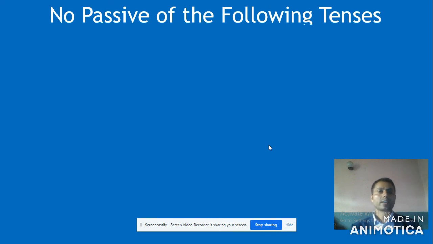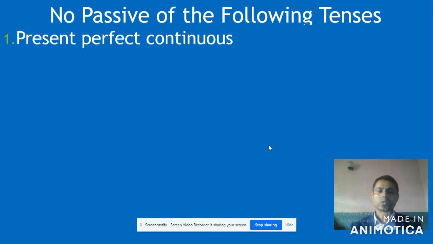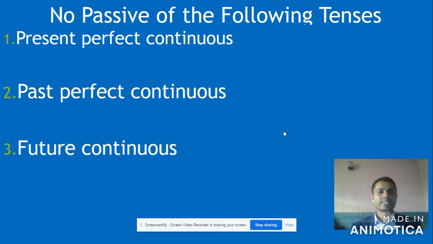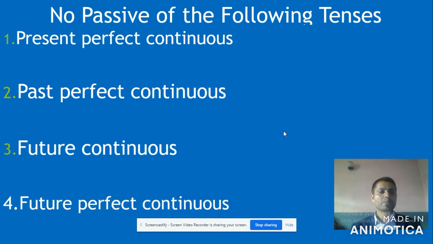All right. My dear students, now the tenses with no passive. Present perfect continuous tense, past perfect continuous, future continuous and future perfect continuous. These four tenses don't have a passive form. All the rest of the tenses have a passive form, as I have taught you before, right?